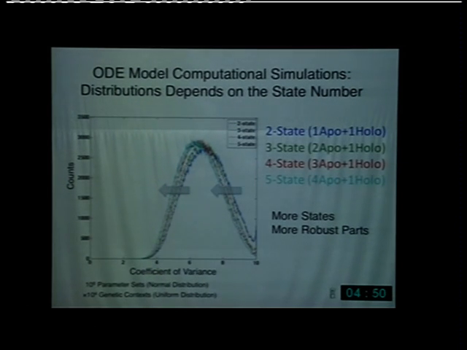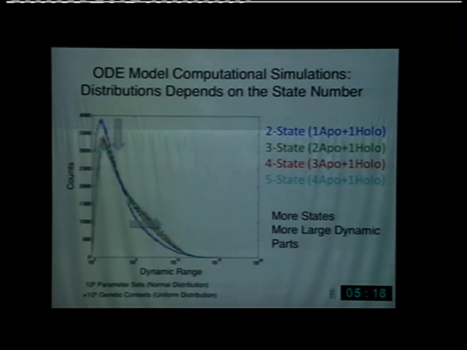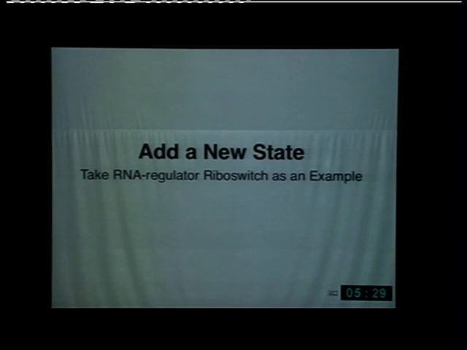To visualize these results, I use ODE model computational simulation to describe the distribution of the coefficient of variation of the biological molecules and the dynamic range. For the robustness, when we add new apo states, the distribution will shift left, which means there are more robust parts. And for the dynamic range, if we add new states, there are more parts that have a large dynamic range. So let's add a new state.